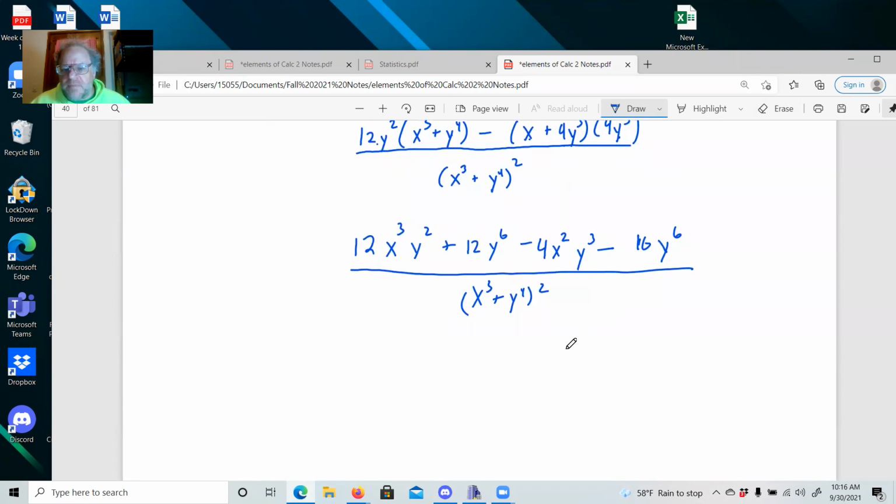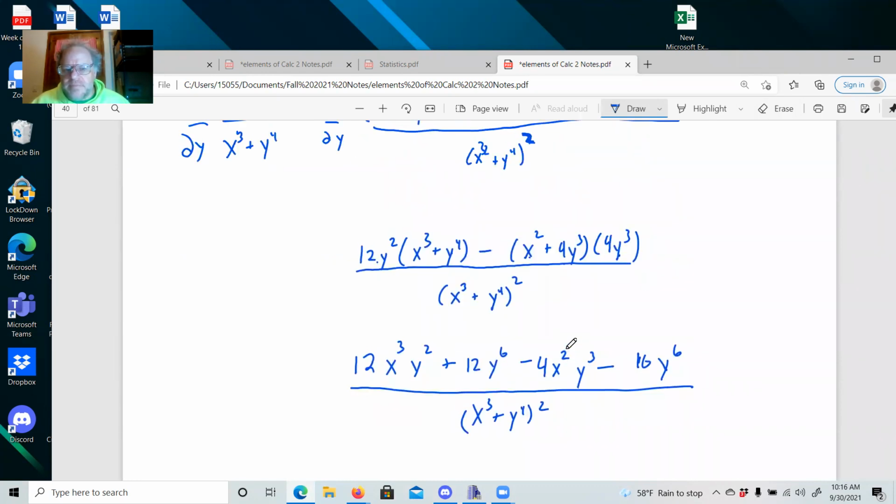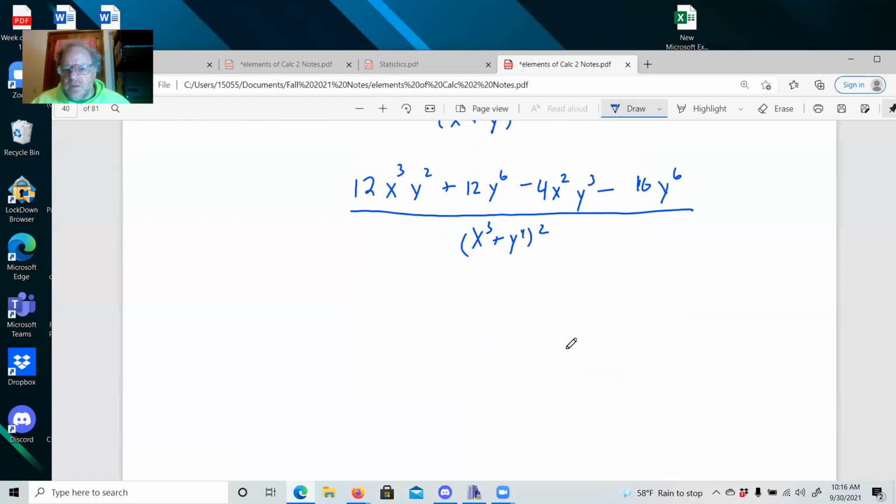There's some common terms here, aren't there? So do I have an x cubed y squared? Not quite. So we're just going to break this down. I also don't have an x squared y cubed. So minus 4x squared y cubed. But I have 12 minus 16y to the 6th. So it's going to be a minus 4y to the 6th, all over x cubed plus y to the 4th raised to the 6th power.